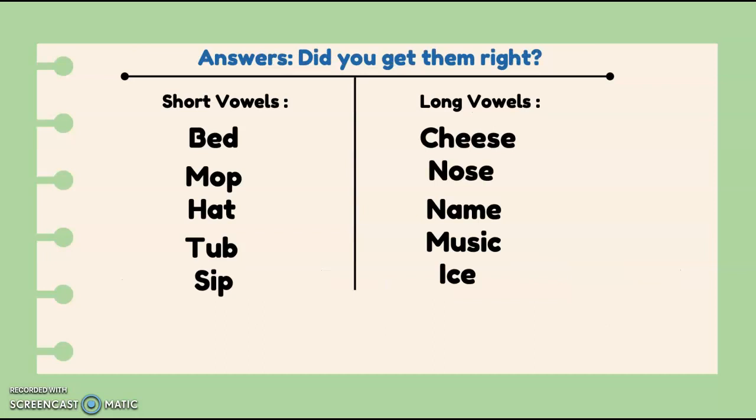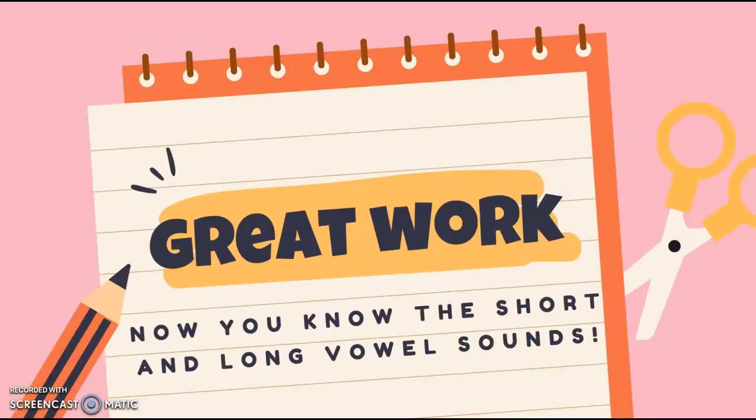These are the answers. Did you get them right? For the short vowels, it's bed, mop, hat, tub, and sip. For the long vowels, it's cheese, nose, name, music, and ice. Great work, class. Now you know the short and long vowel sounds.